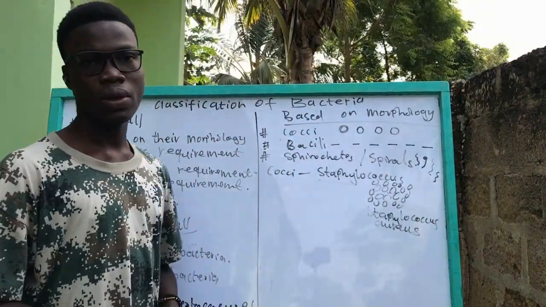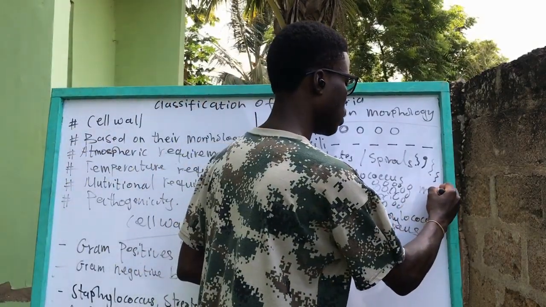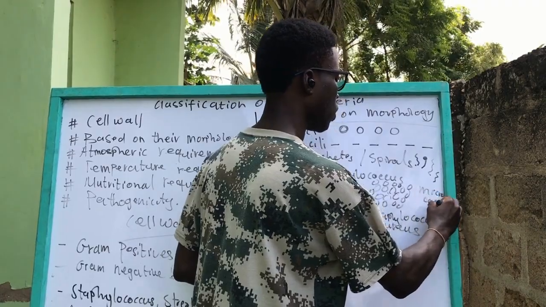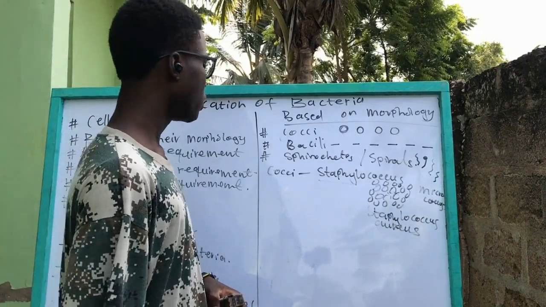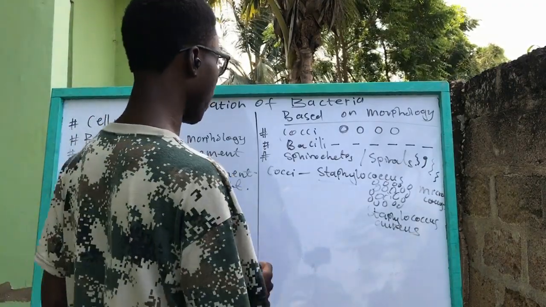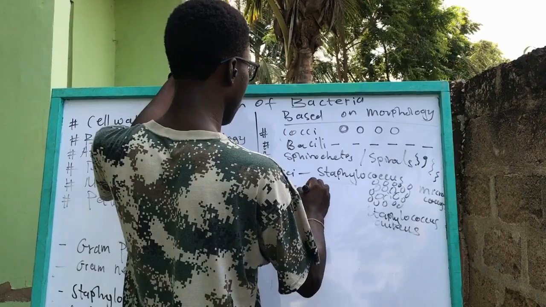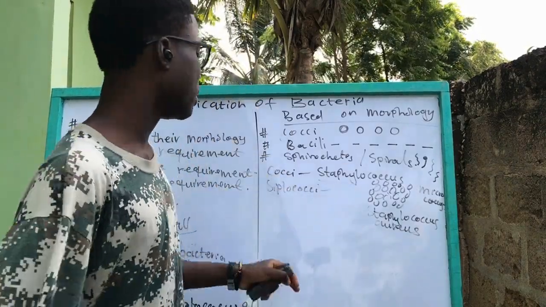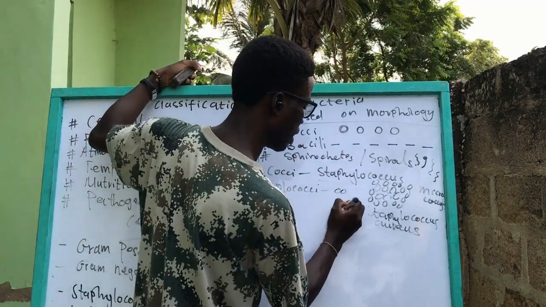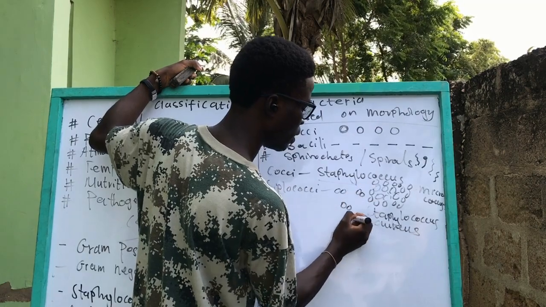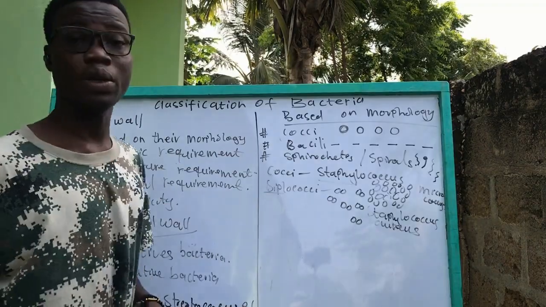Staphylococcus aureus. Okay, we can also talk about the Micrococcus. Under the cocci, we have organisms that are diplococci. Diplo means two, so they are in pairs like this. They are cocci that are mostly found in pairs. So that is the diplococcus.